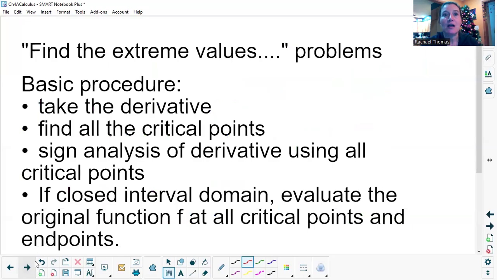Sweet. Okay. So pause this and write some stuff down if you would like. If you get the find-the-extreme-values problems, the basic procedure is you're going to take the derivative, find all the critical points, use some kind of analysis of the derivative to determine if those critical points are going to be maxes or mins. And if you are given a closed interval domain, you need to evaluate the original function f at all critical points and the endpoints to determine your absolute max and min.